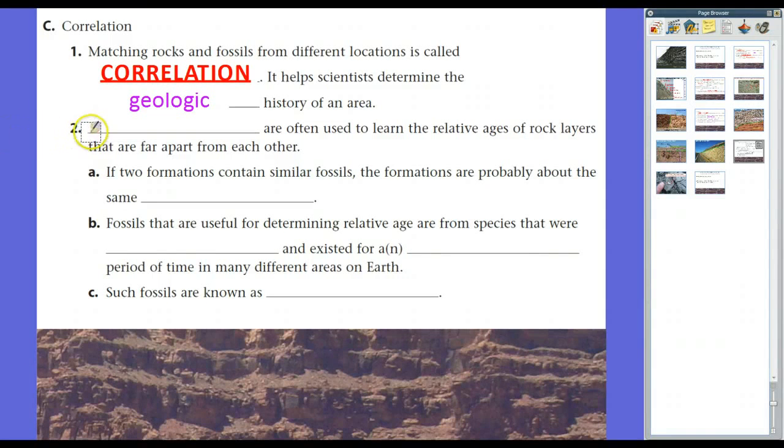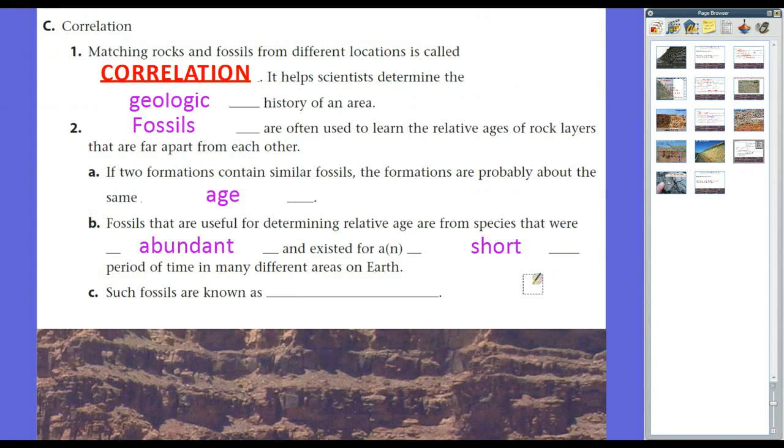Okay, so fossils, like I just said, are often used to learn the relative ages of rock layers that are far apart from each other. If two formations contain similar fossils, the formations are probably about the same age. Okay, fossils that are useful for determining the relative age are from species that were common or abundant and existed for a short period of time in many different areas of Earth.